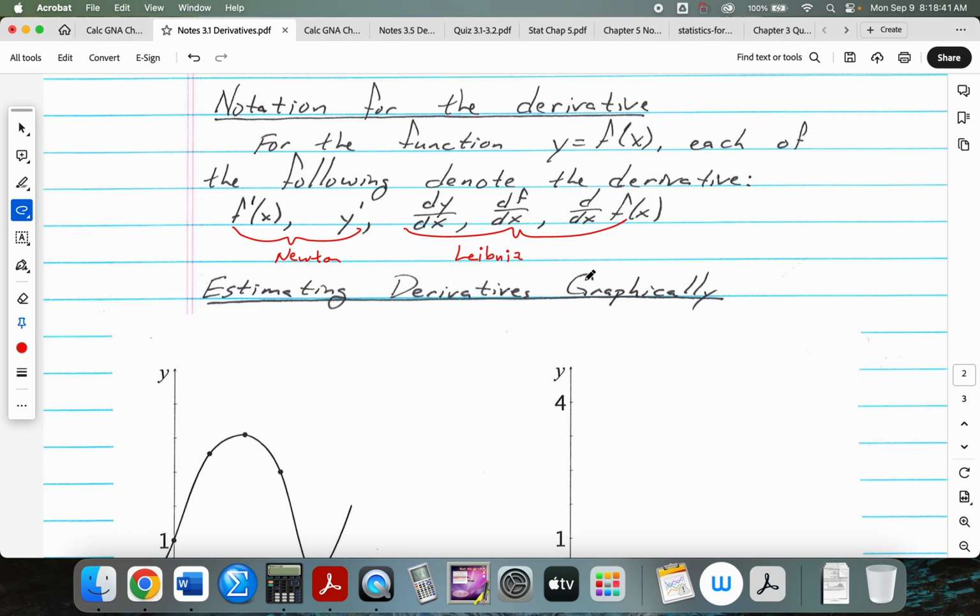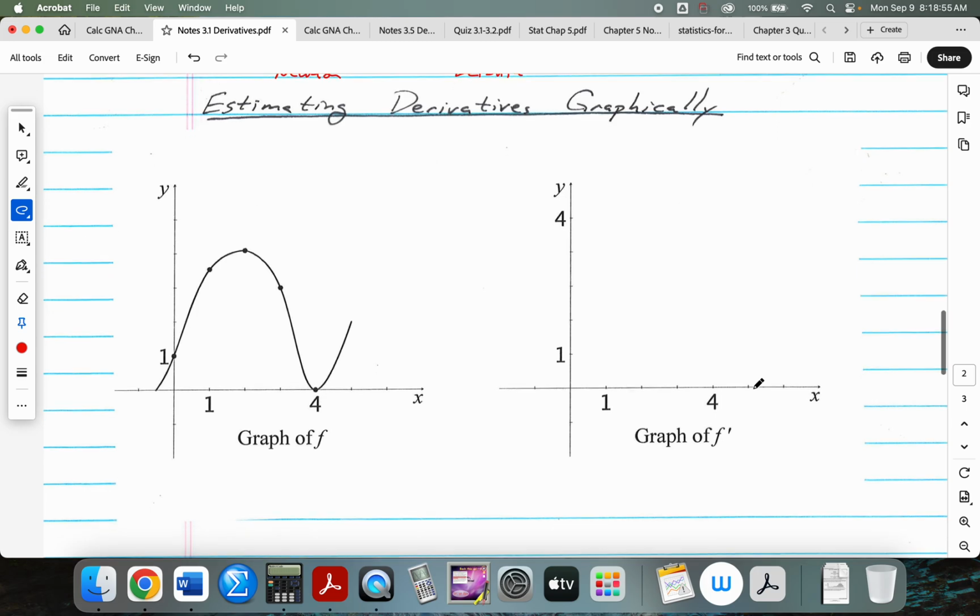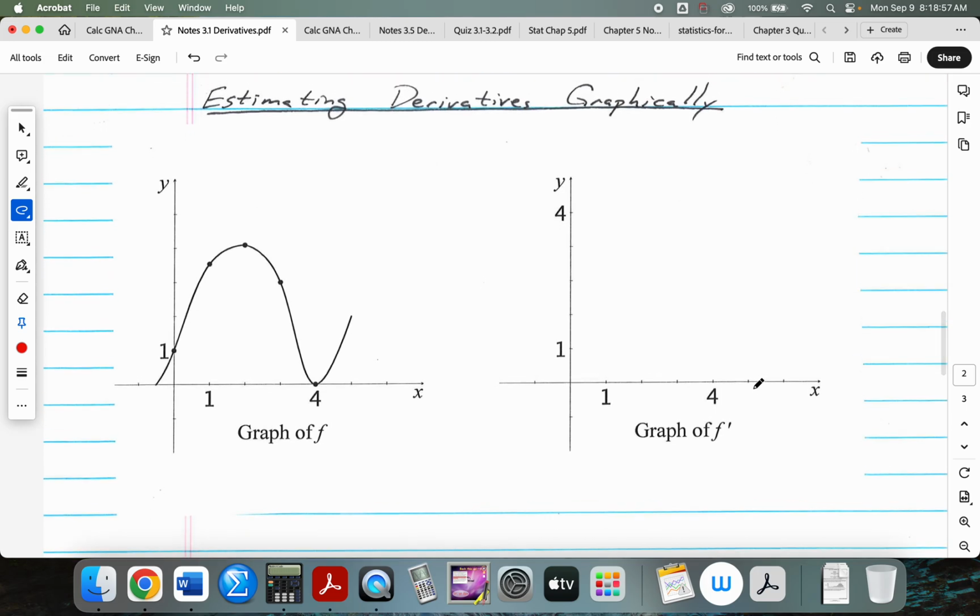All right, so in addition to being able to take an equation and use the limiting process to find the derivative at a point or the derivative function, we can also estimate derivatives. We're going to do it two different ways. First, we're going to estimate derivatives graphically.